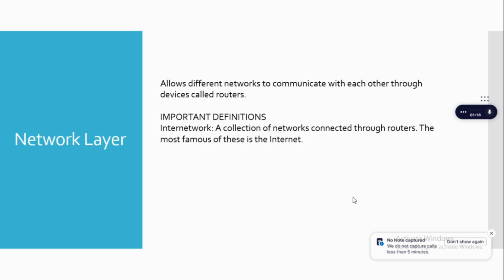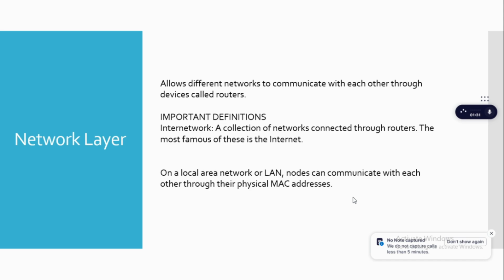The first one is, what is an internetwork? It is a collection of networks connected to routers, and the most common or famous internetwork is the internet. Also, you have to note that on a local area network or LAN, devices communicate with each other through their physical MAC addresses. And in most cases, the MAC addresses are determined by the vendors of the hardware.